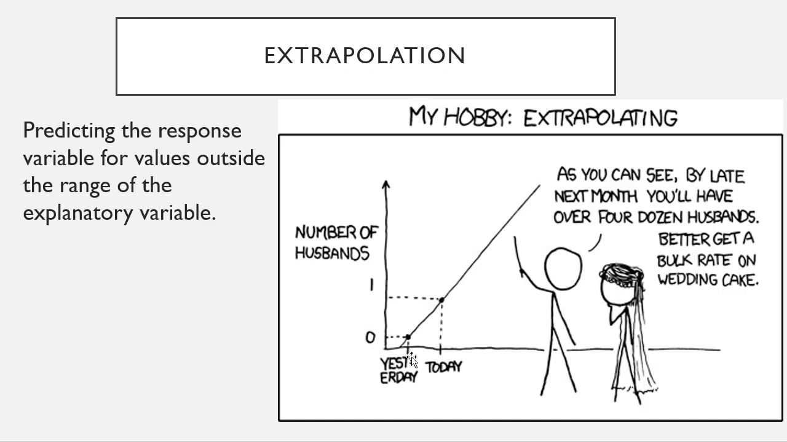And here you can see the number of husbands went from 0 to 1 over 1 day. Well, in a month, you could extrapolate and assume she'd have hundreds of husbands or something like that.